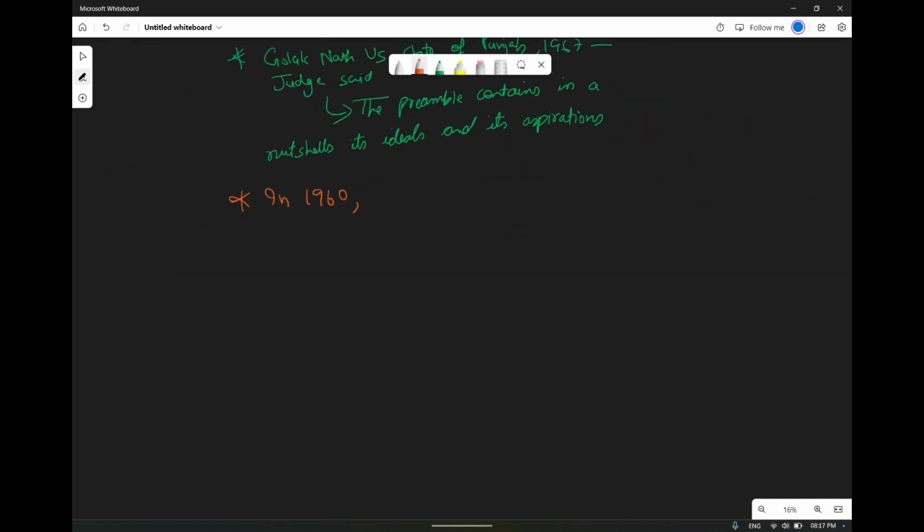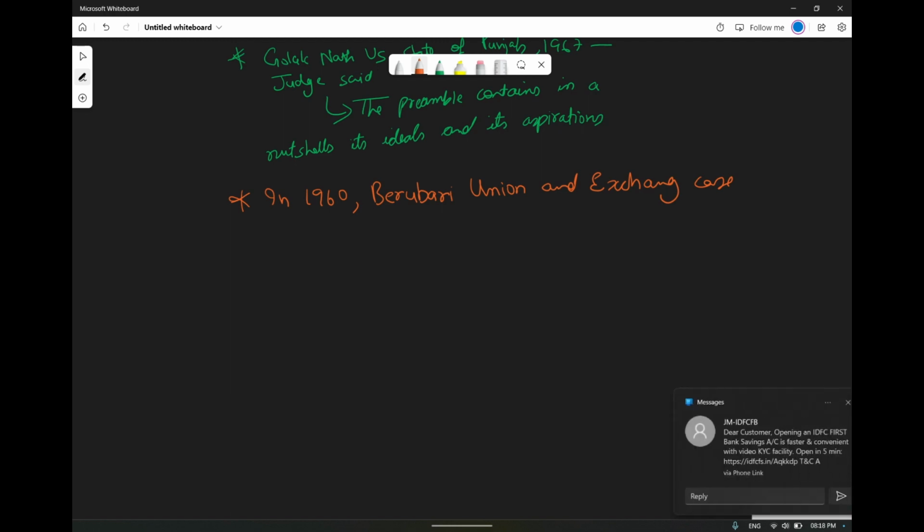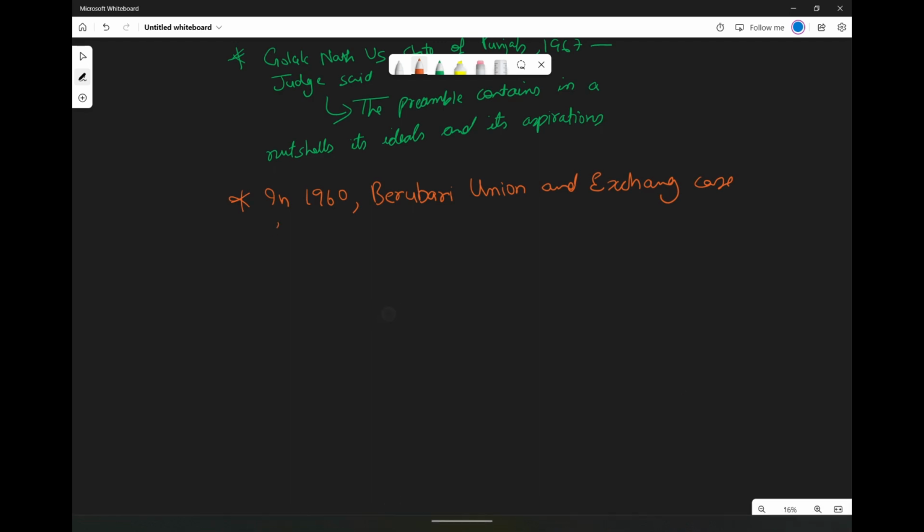Okay, so what happened in the 1960 case, Berubari Union and Exchange case? In this case, a few parts were in Bangladesh and a few parts were in India, and there was some case going on related to that, so we don't have to worry about those details. We just have to remember what point was given related to the preamble in this case. Okay, in the exchange case, the Supreme Court said, what did it say?